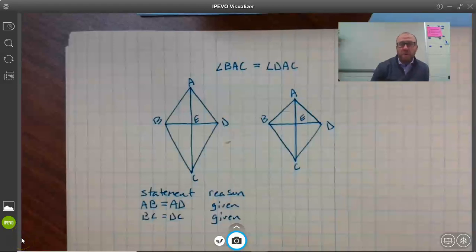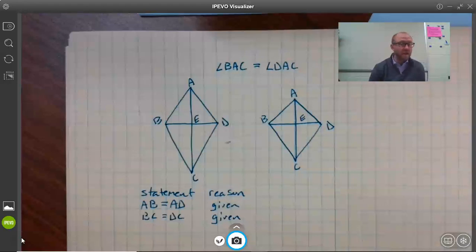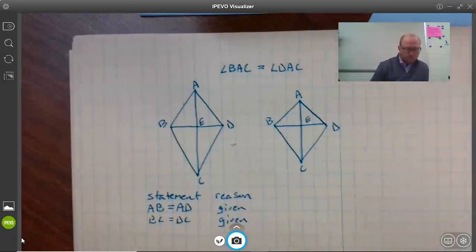Okay, we're going to take our, I guess it's our first real look at proofs. So I'm going to show you a proof, and then I'm going to ask you to sort of alter it a little bit to prove something slightly different.